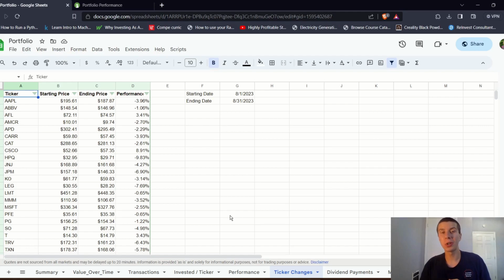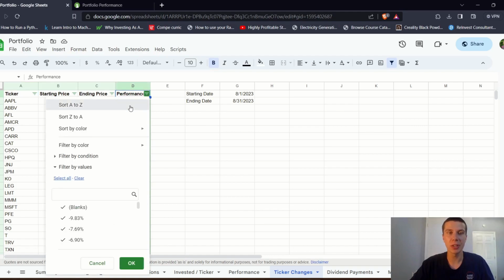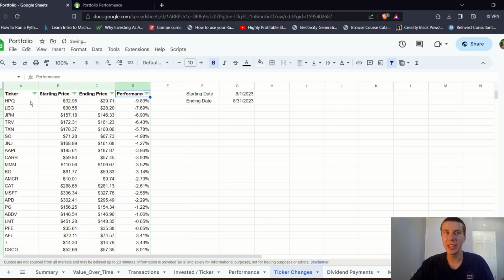So the next tab I want to look at here is called ticker changes, and this can just give us an idea of how each company in the portfolio performed this particular month. So we have it filtered for August 1st to the 31st, and we can just filter the performance. So we can see HP was actually the worst performer in the portfolio. Obviously, I didn't own it the whole month, so it's down almost 10% over the last month. It was actually dropping a few percent before the earnings release, and then it dropped 7, 8, close to 10% again on the earnings release, and it has since rebounded some.